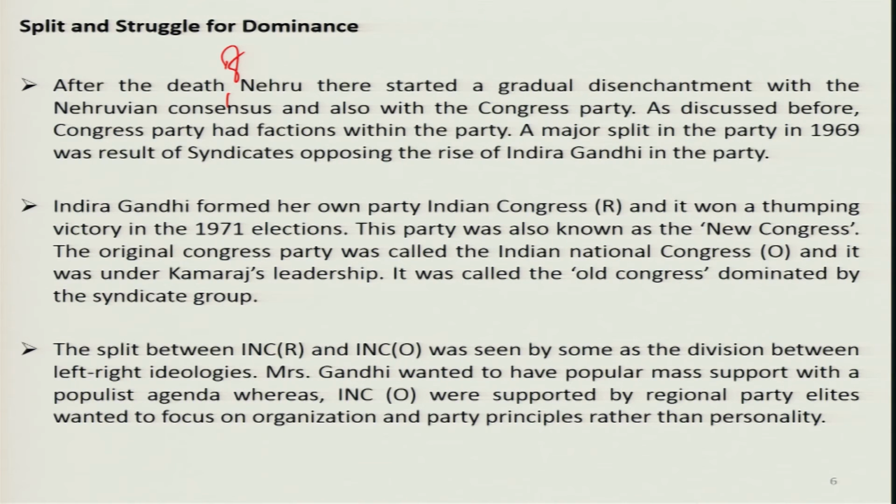After the death of Nehru, there started a gradual disenchantment with the Nehruvian consensus that we have discussed, and also with the Congress party, and that leads to the rise of many regional parties and also the formation of the Janata parties at the center. As discussed in the previous lecture, the Congress party had factions within the party because it represented the ideological spectrum from left to right and cross sections of Indian society.